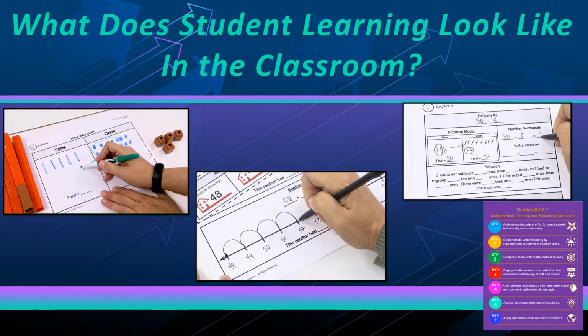You will notice a mini copy of the Mathematical Thinking and Reasoning Standards poster in the right-hand corner. This is to notice the MTRs as a way for students to demonstrate their understanding of mathematics. These explorations by students in the classroom could demonstrate MTRs 1, 2, 5, and 7.